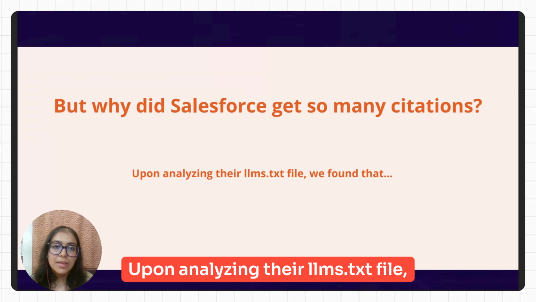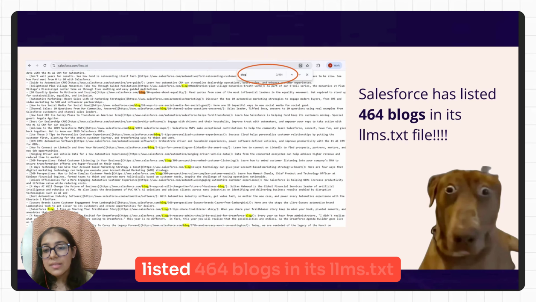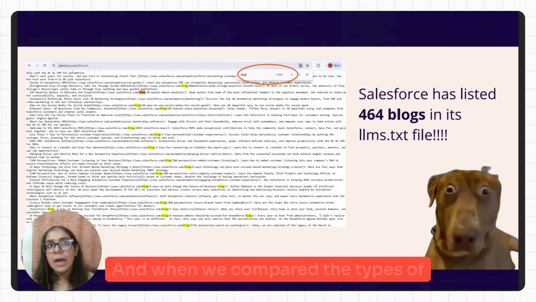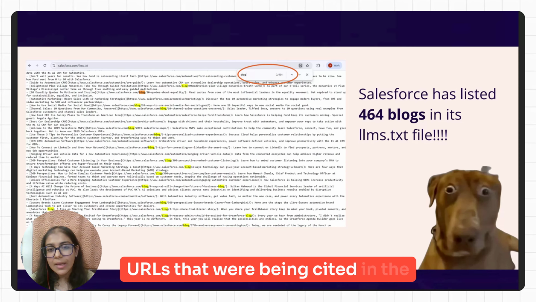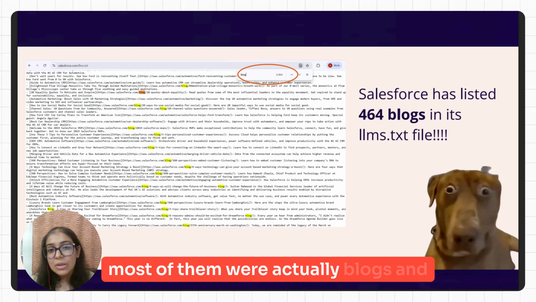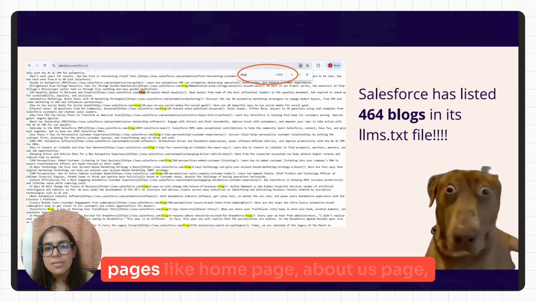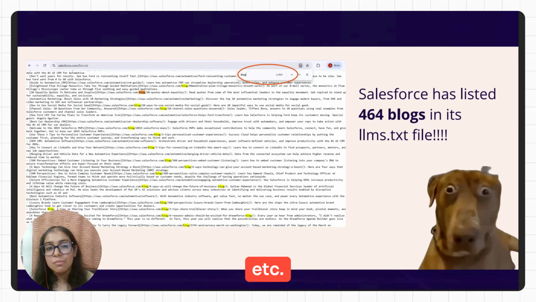Upon analyzing their llms.txt file, we found out that Salesforce had listed 464 blocks in its llms.txt file. And when we compared the types of URLs that were being cited in the sources, we found that most of them were actually blogs and not their priority or their core pages like homepage, about us, etc. Most of them were blogs.